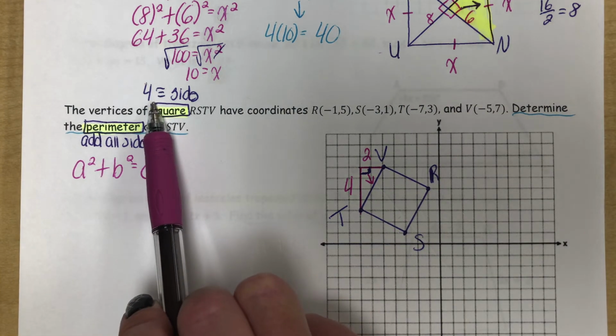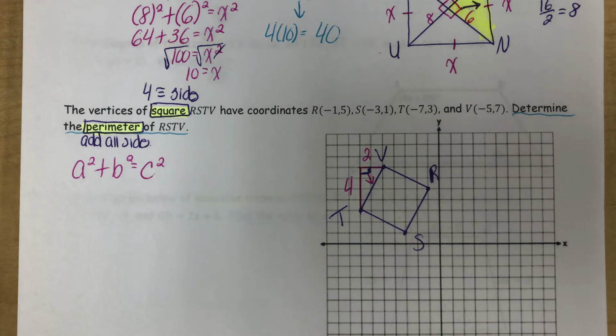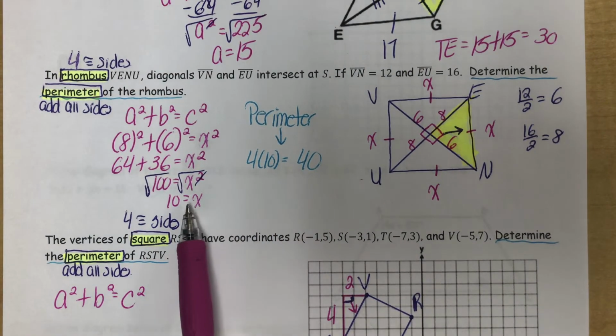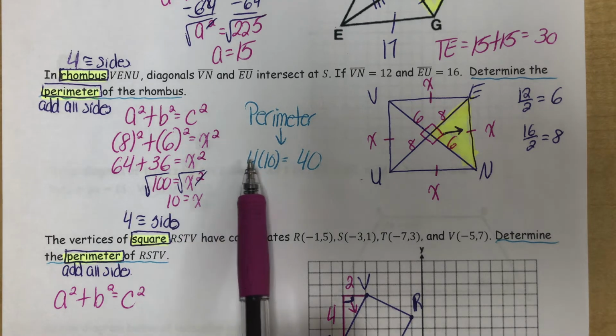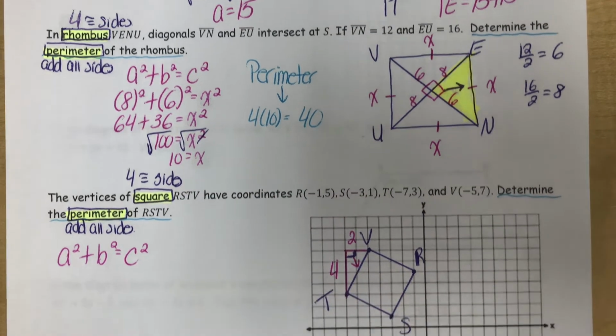All 4 sides are equal. They're all congruent. So I'm going to use the same process I used up top. If I find the missing length of one side, I can just multiply it by 4 to get the perimeter, right? All 4 sides.